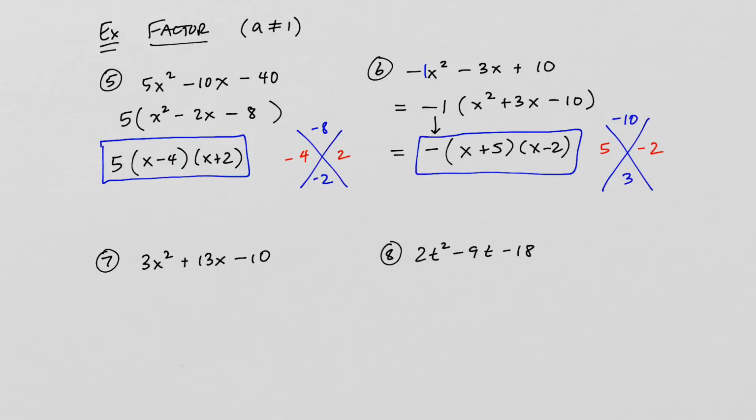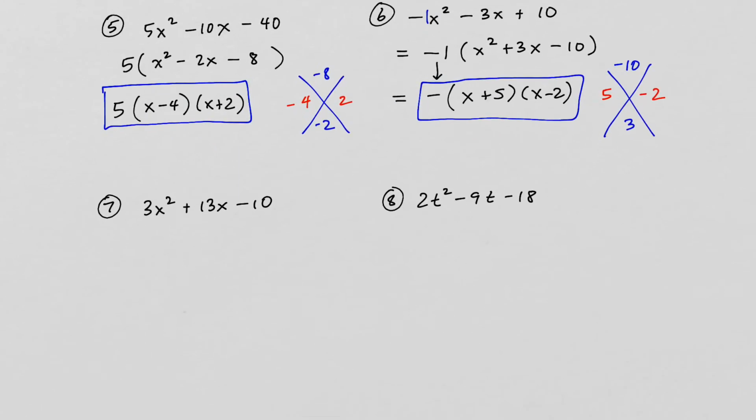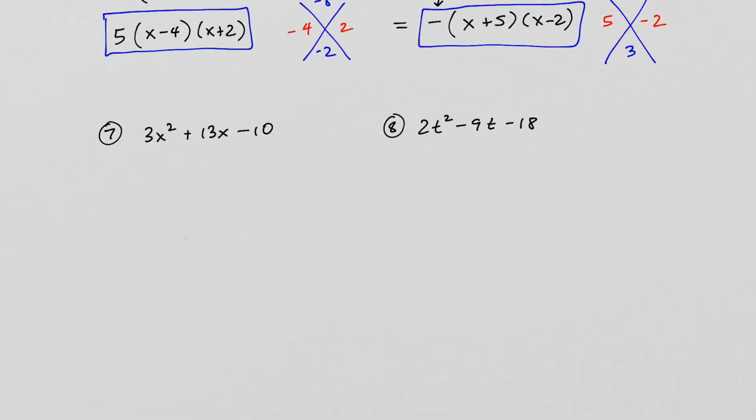The next two examples are a little bit different. In our next two problems, notice that we do not have a greatest common factor to factor out. 3 does not go into 13 and 10 evenly. So in this case, we have to employ a special modification of our magic x problem.